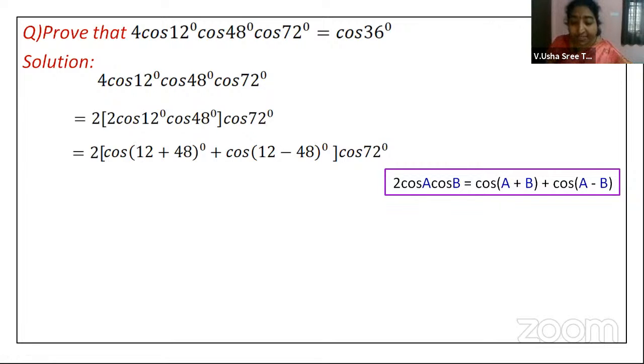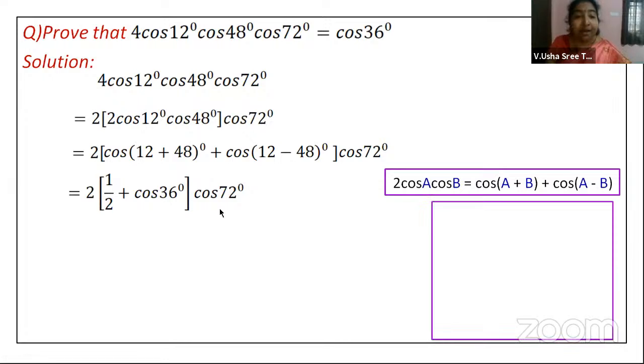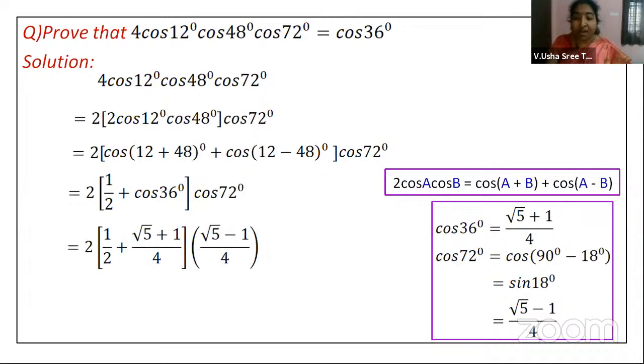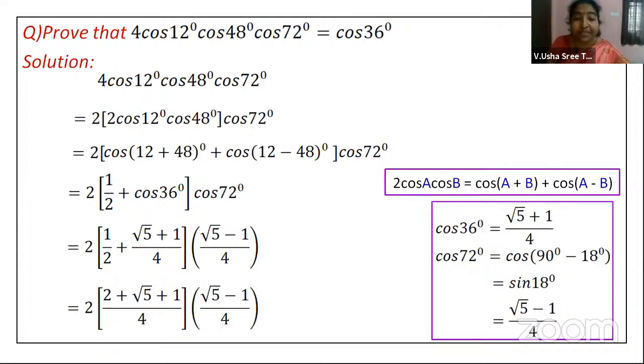Then 12 plus 48, which is 60, and 12 minus 48, which is minus 36. Cos of minus theta is nothing but cos theta. Therefore, you have cos 60 is 1 by 2 and cos of minus 36 is cos 36. We are just replacing this bracket with that, and of course cos 72. Then cos 36 is (root 5 plus 1) by 4. We have seen this in the previous class. And of course cos 72 is nothing but cos of (90 minus 18) degrees, which is sin 18. Sin 18, we have seen it as (root 5 minus 1) by 4. These two values we will substitute in the place of cos 36 and cos 72 degrees. Then further simplifying, in the bracket, your LCM is 4, then you'll have 2 into ((2 plus root 5 plus 1) by 4) into ((root 5 minus 1) by 4).